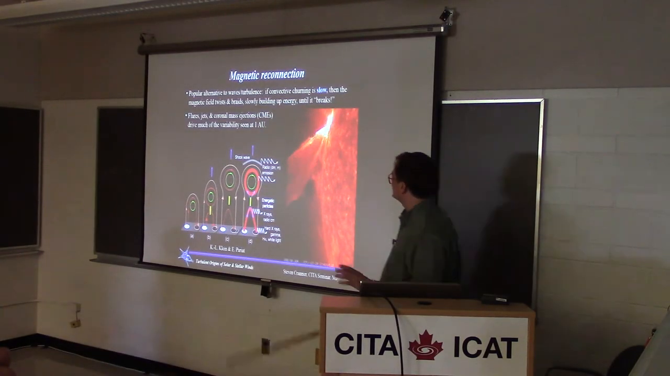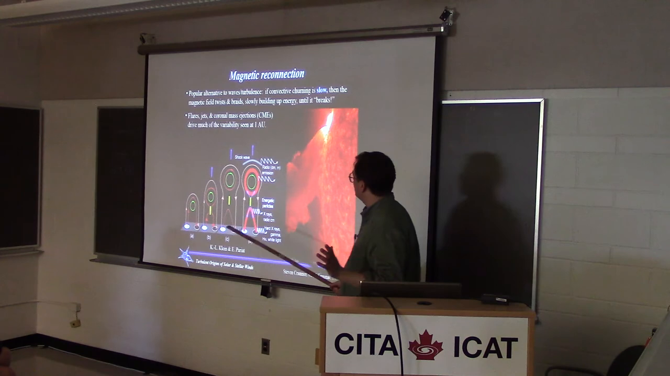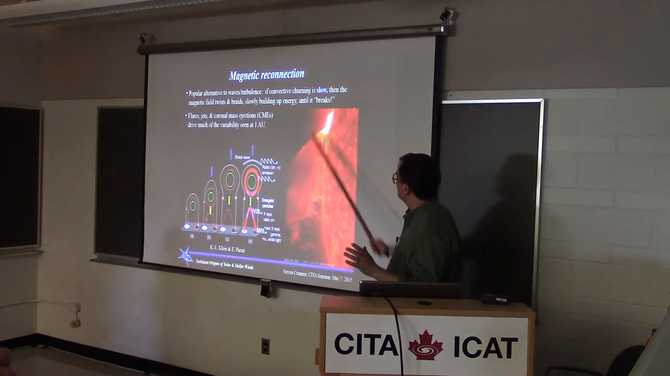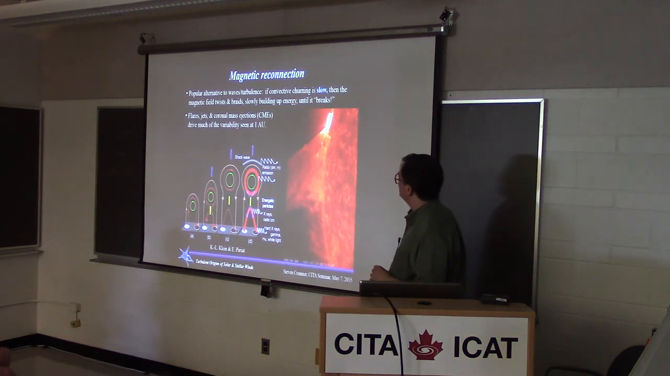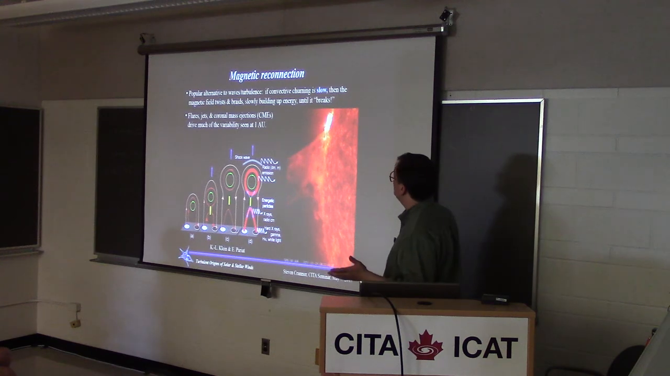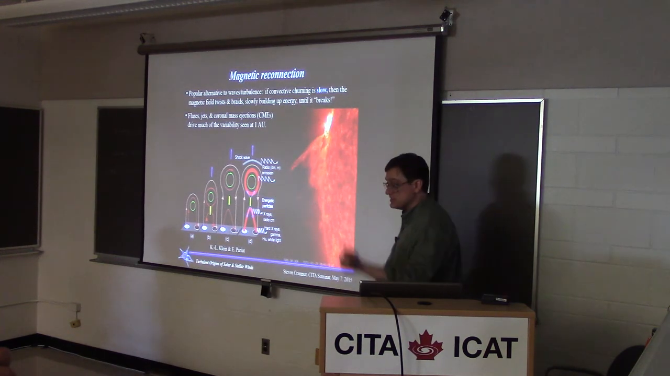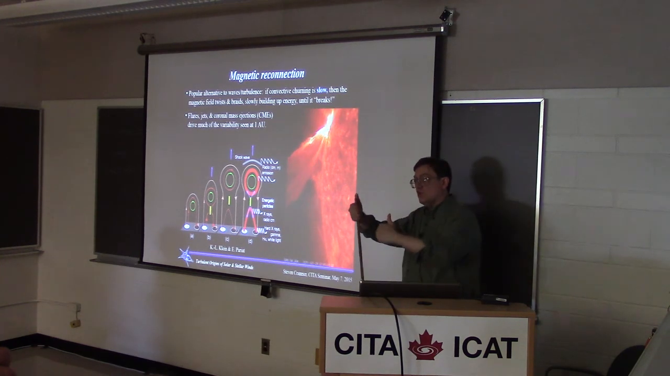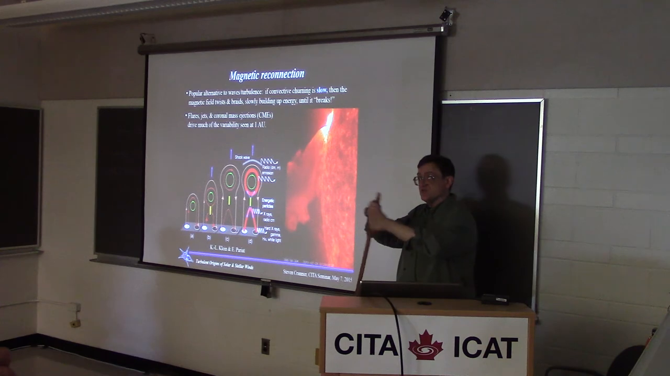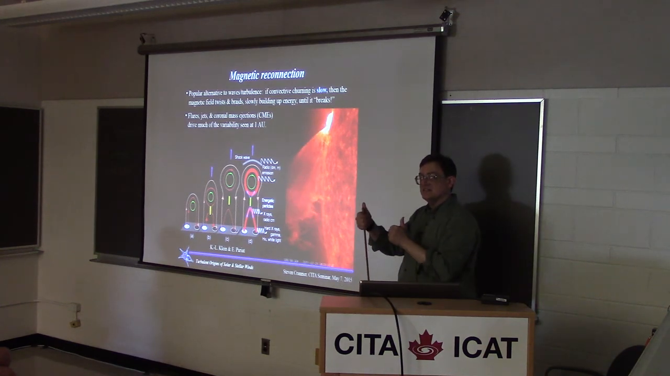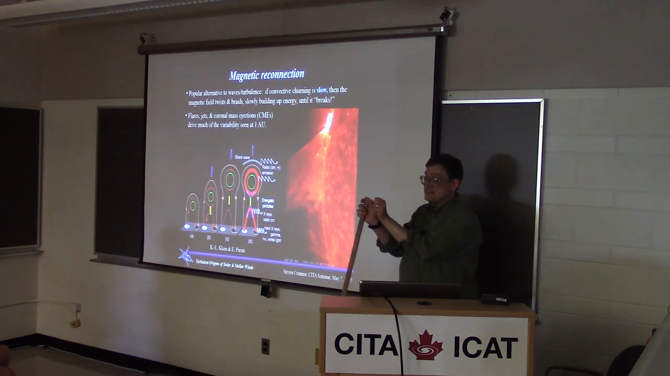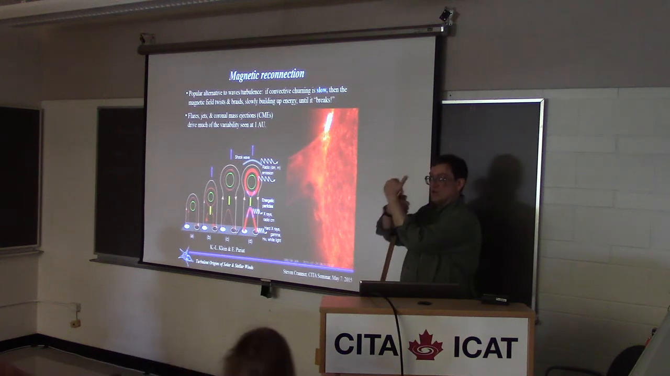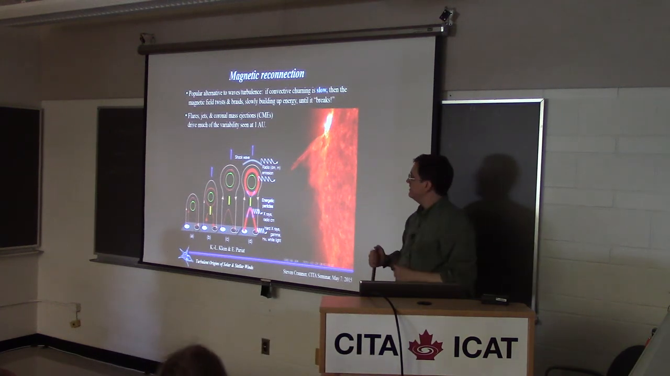I didn't want to leave this talk and think that everybody agrees that waves and turbulence are the way to go. There's plenty of other ideas out there. Magnetic reconnection is a big one. If the convective motions at the surface are very slow, then the magnetic field lines that thread the solar atmosphere can get slowly moved around into a sequence of quasi-static states.